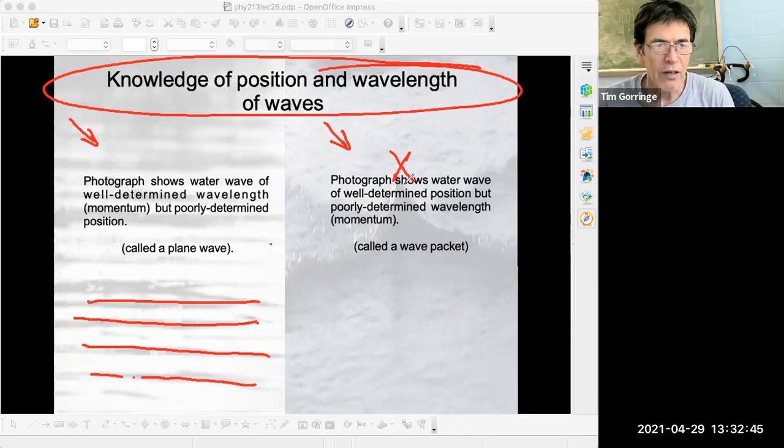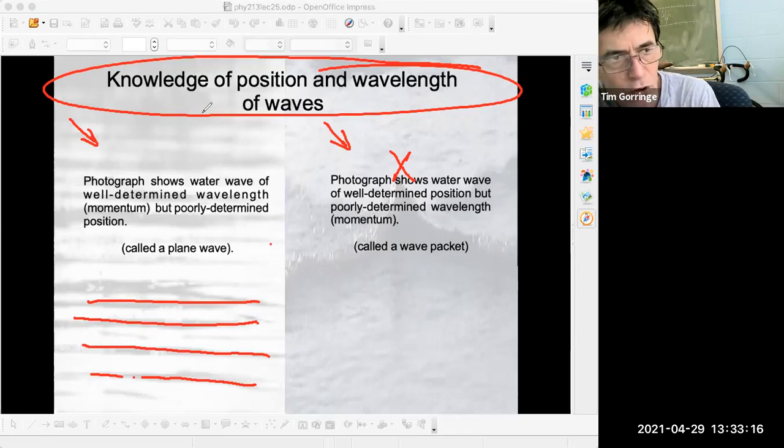But we don't know the wavelength. This peak of water waves is actually made of lots of different wavelengths superimposed together. And I can't really tell you the wavelength. I can't see the wavelengths. So this is where I know the position of the water wave, but the wavelength of the water wave, which is related to the momentum, think of matter waves, is poorly determined. So this is a sort of water example of the uncertainty principle.